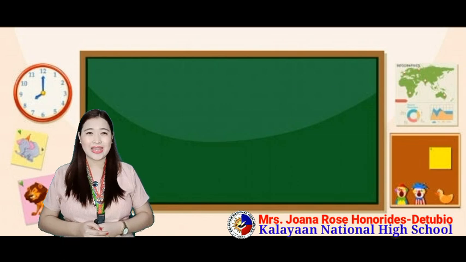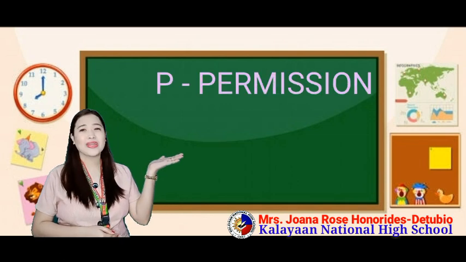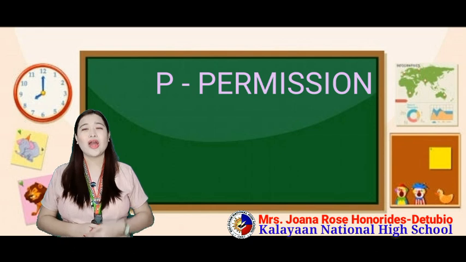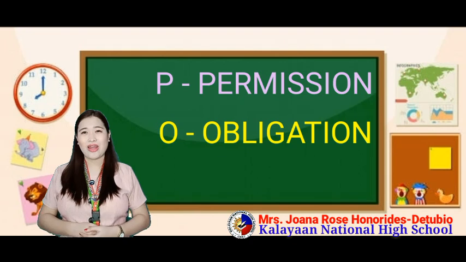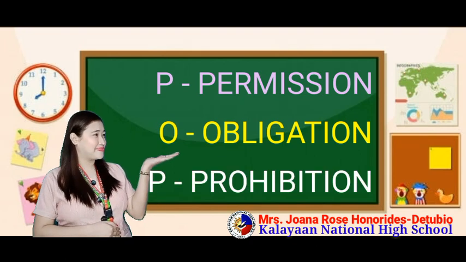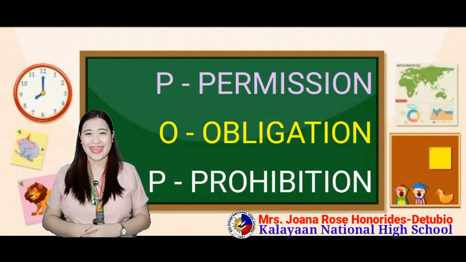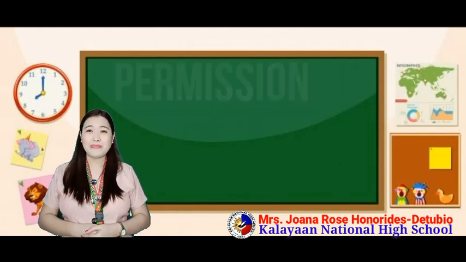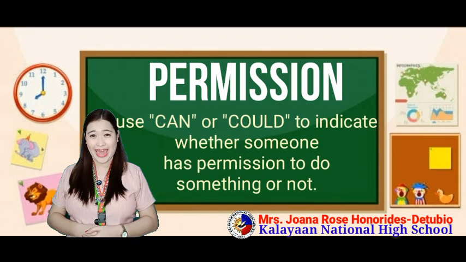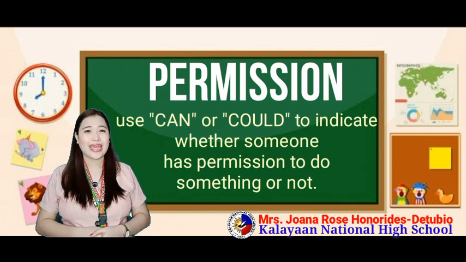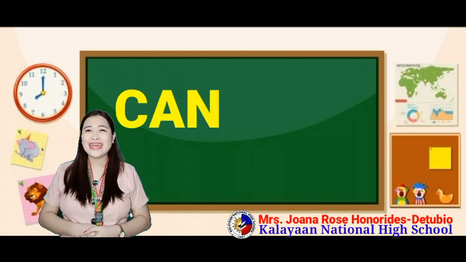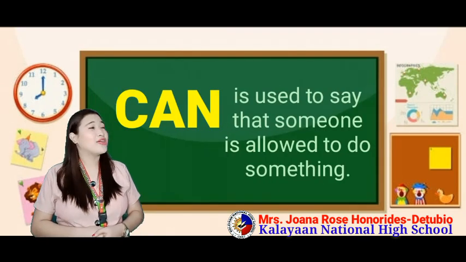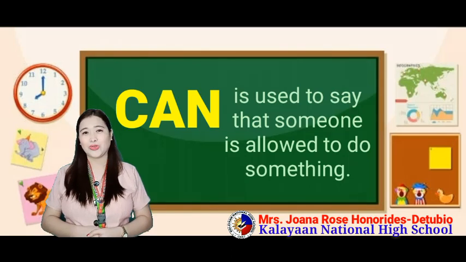P stands for permission, O stands for obligation, and P stands for prohibition. So let's begin with permission. Use can or could to indicate whether someone has permission to do something or not. Can is used to say that someone is allowed to do something.